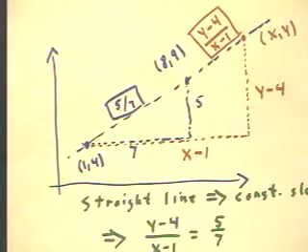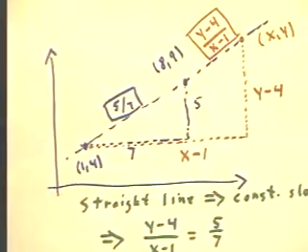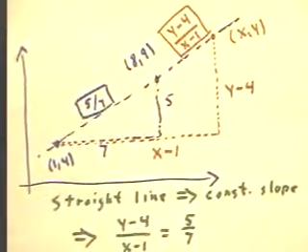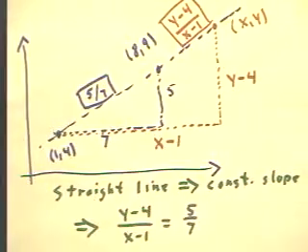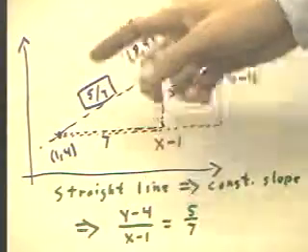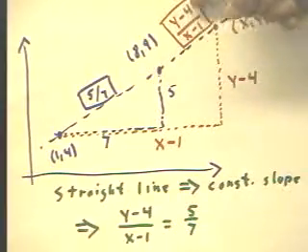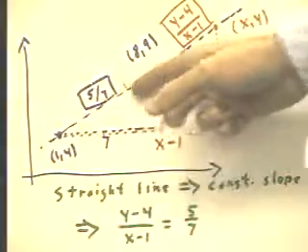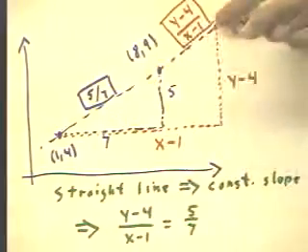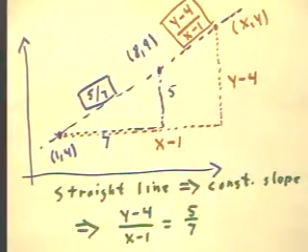Now, the key point is, if we've got a straight line, it's got a constant slope. The slope is the same at every point. The slope between any 2 points is the same. Therefore, the slope 5/7 will be equal to the slope y minus 4 over x minus 1. The slope between here and here has to be equal to the slope between here and here if (x, y) is going to lie on the line.